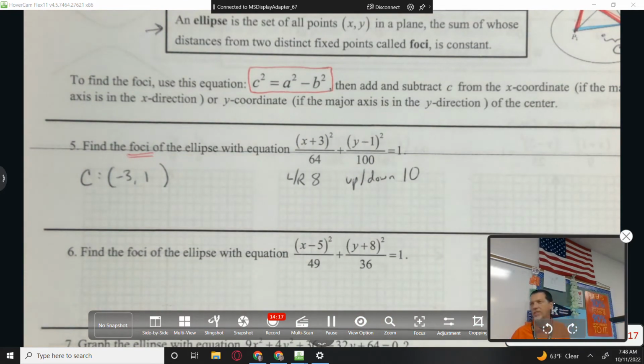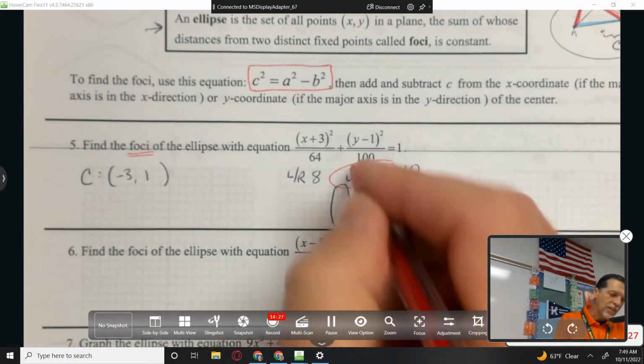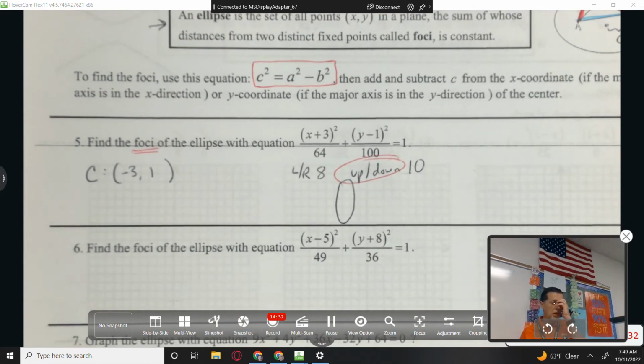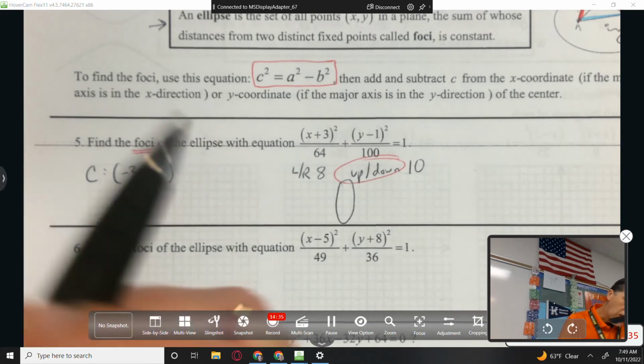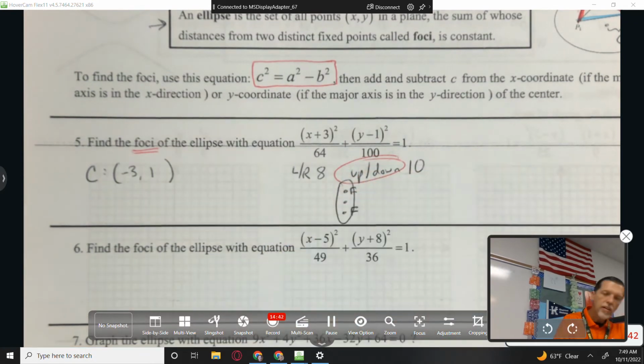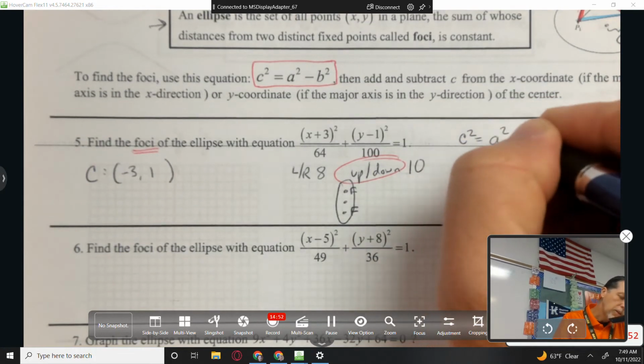So, is this an up and down ellipse or a left and right ellipse? Up and down, because we're going more. Sometimes people will circle the up and down to emphasize, hey, we're going up and down. Or they'll just do a little sketch of the up and down. So that means my foci are going to be up and down from the center. All right, c squared equals a squared minus b squared.